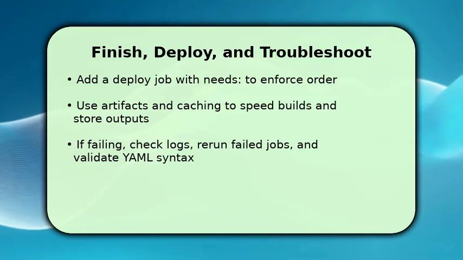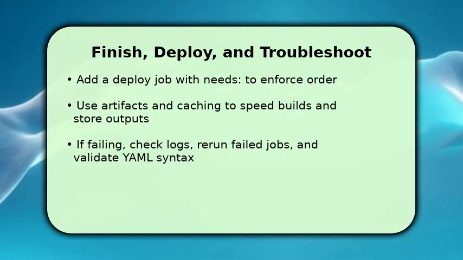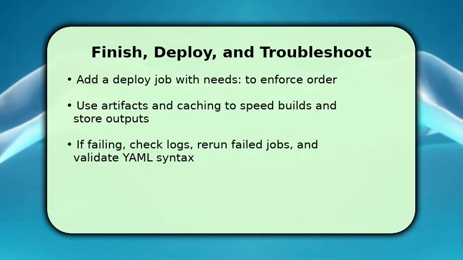If deployment fails, inspect the step logs for the first error, rerun the failed job, and ensure secrets and permissions are correct. One key troubleshooting tip: validate your YAML indentation and use a linter or GitHub's workflow editor to catch syntax mistakes early.